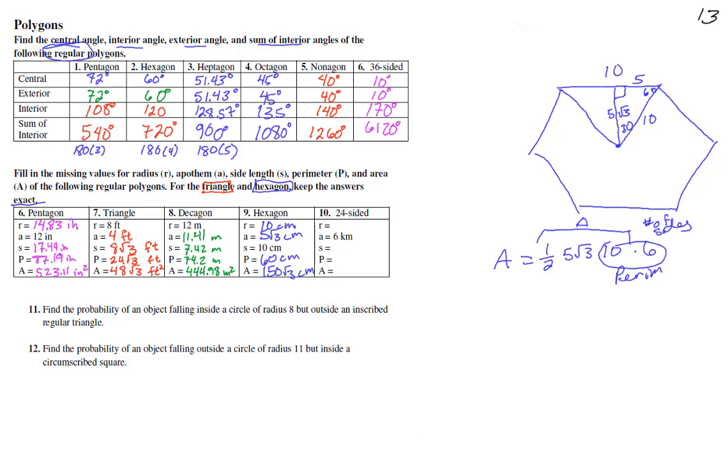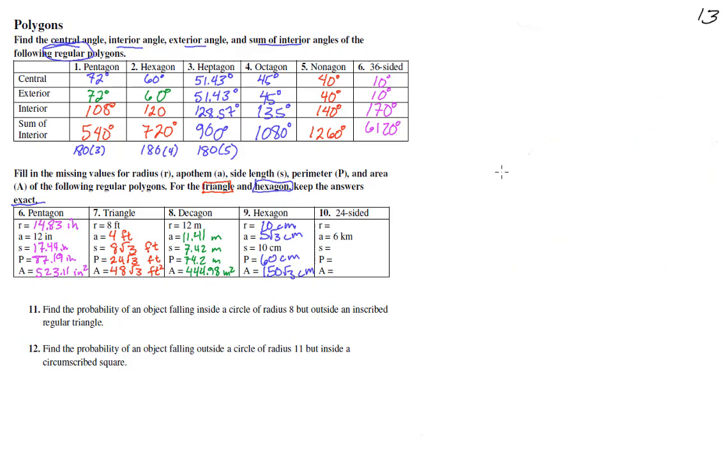All right, next one. Number 10, a 24-sided polygon. I'm going to draw like 3 of the sides because it's going to be really tough. Now, we should note that it goes way down here. Okay, so with 24 sides, what do we have? We have a 24-sided polygon. The apothem is 6 kilometers.